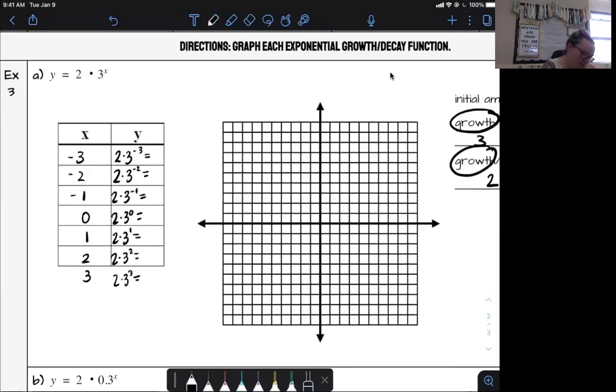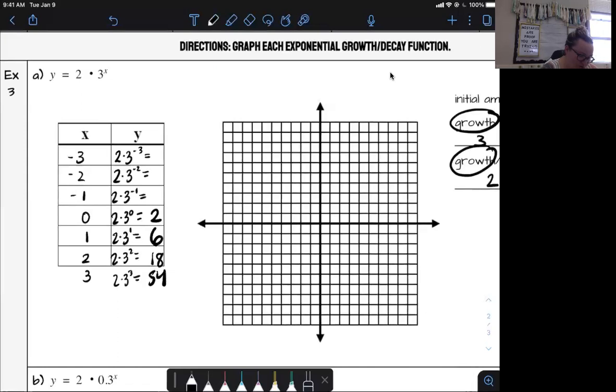So let's start with 0 first. 3 to the 0 is 1 times 2 is 2. 3 to the first is 3 times 2 is 6. 3 squared is 9 times 2 is 18. 3 to the third is 27 times 2 would be 54.